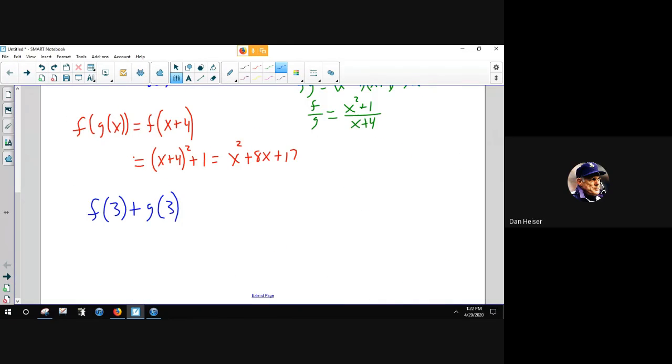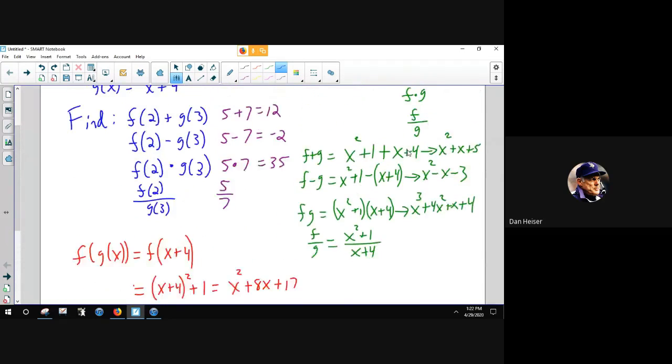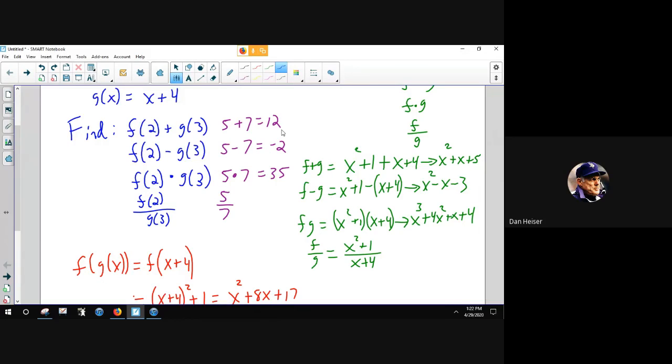x squared plus 1. We get 10. Plug 3 into g. g is simply x plus 4. And we get 7. Now if I come back up to here, f plus g, assuming I give f and g the same input, what happens when I plug 3 into this value of x? You get 9, plus 3 is 12, plus 5 is 17.